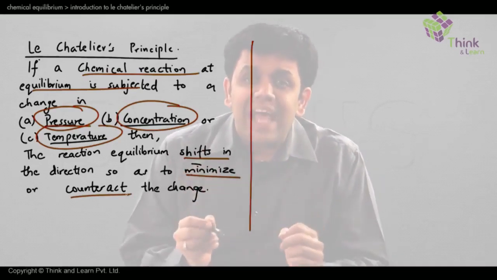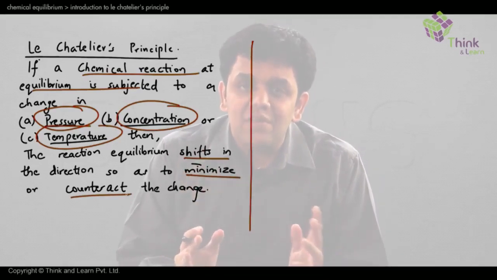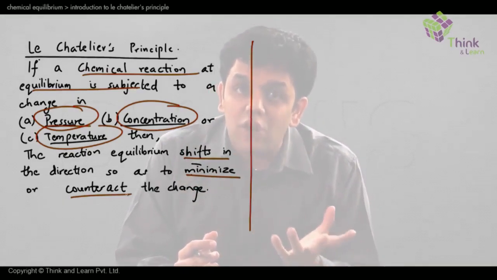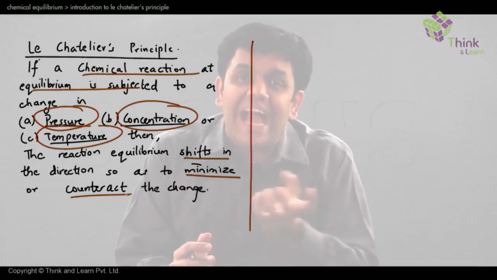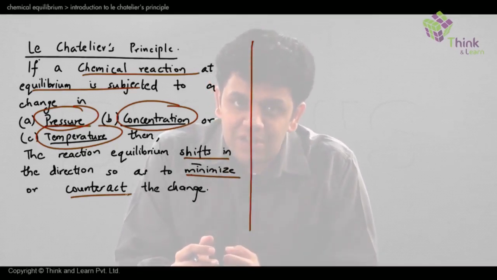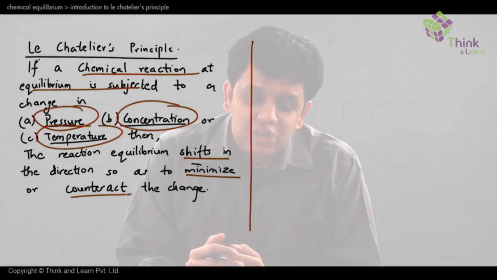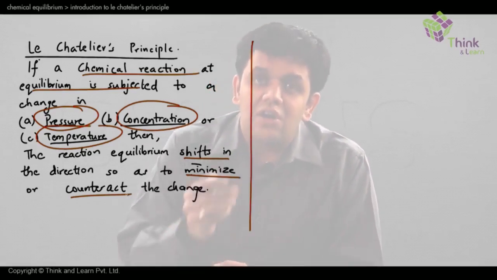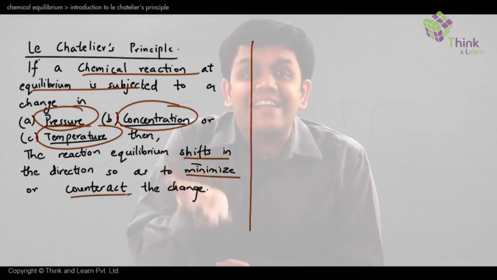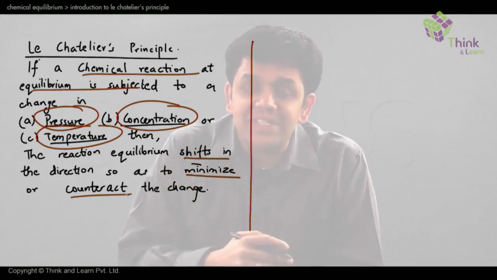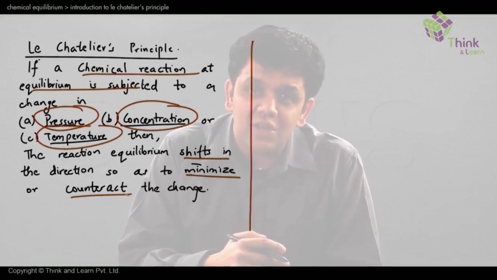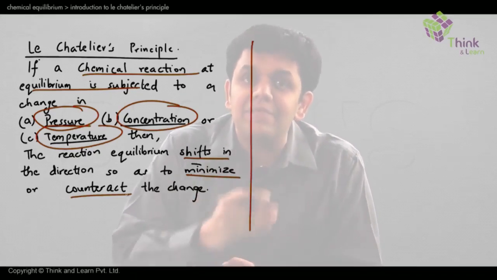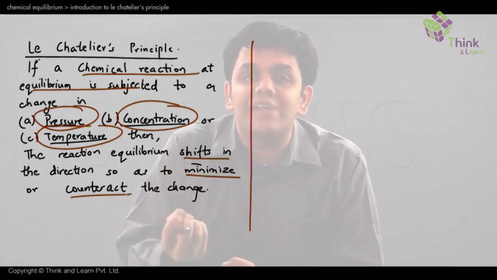This concept has tremendous applications in various scenarios. For example, pressure may increase or decrease, volume may increase or decrease. You may add some extra gas in the equation. You can change some concentration factors. You can add a catalyst in the reaction. All of these things will have an implication so as to follow Le Chatelier's principle, wherein the equilibrium will shift so as to minimize or counteract the change.